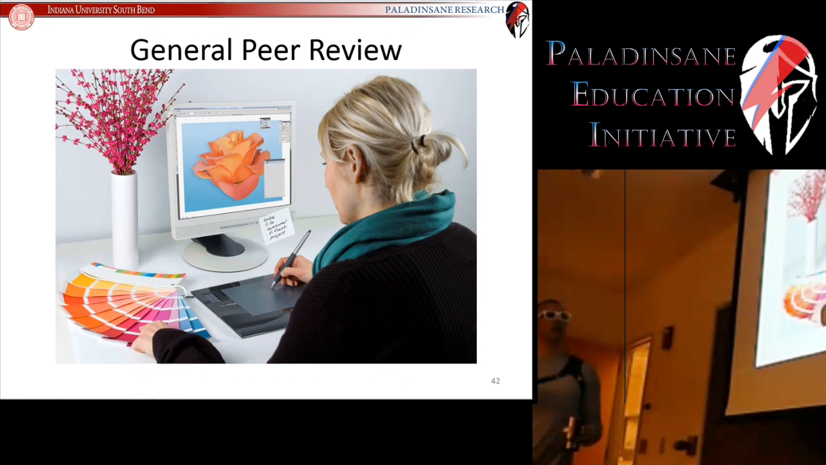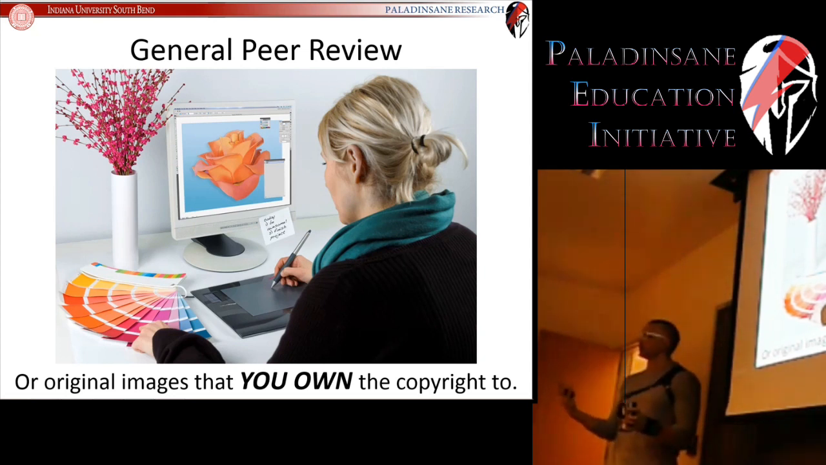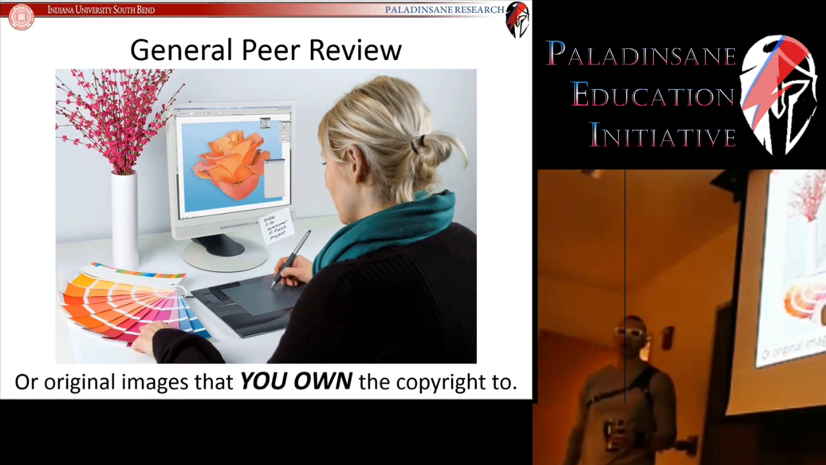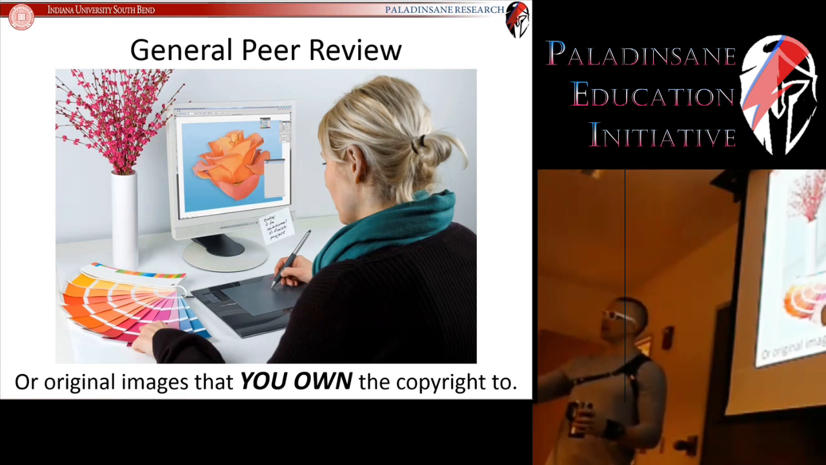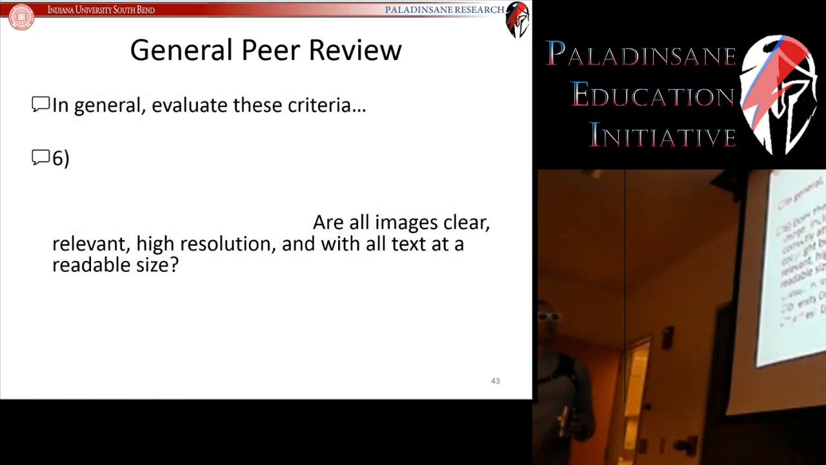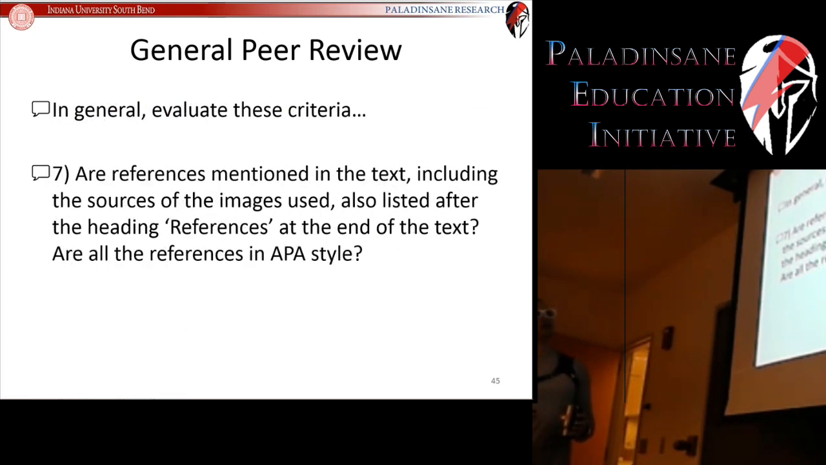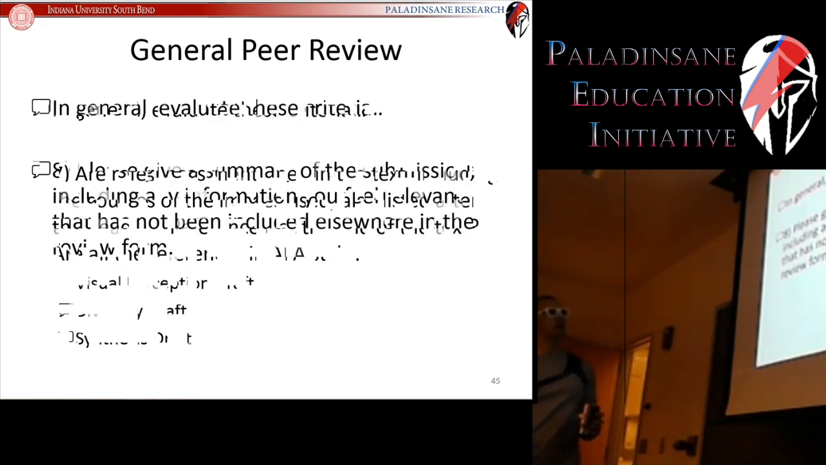So basically, you can use any image that you can find in there, or images that you own the copyright to. So if you take a photograph of something, if you draw your own image, absolutely feel free to use that, but we need to make sure that it's attributed and that it has that Creative Commons license. All right, and that's going to be for all the drafts as well. References: make sure that you have references in the reference text and that they're all in APA style. And that's going to be for all as well.